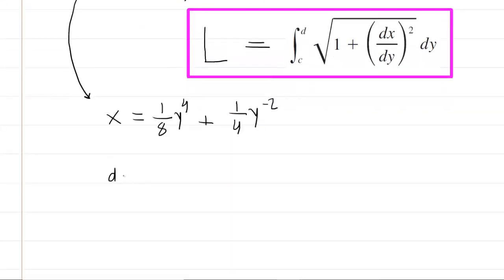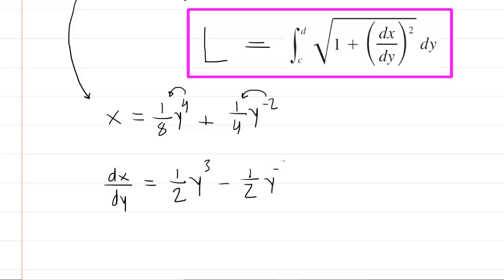Now we need to compute its derivative. So we'll do dx dy, and we'll just use some basic power rules. Multiplying 4 by 1/8, we'll get 4/8, which of course is just 1/2. And then we'll have y to the +3. And then here you're going to multiply -2 by 1/4. That's going to give you -2/4 or -1/2. And this will become y to the -3. So there is our derivative.